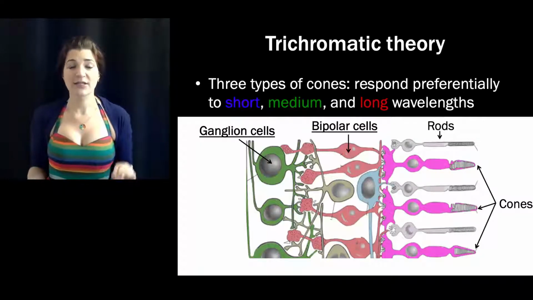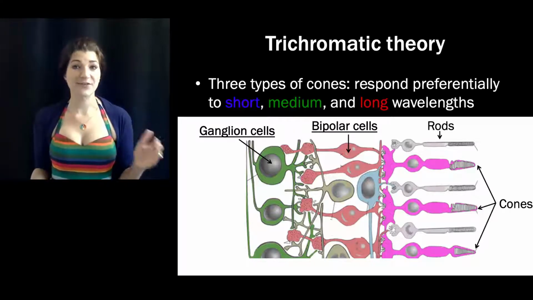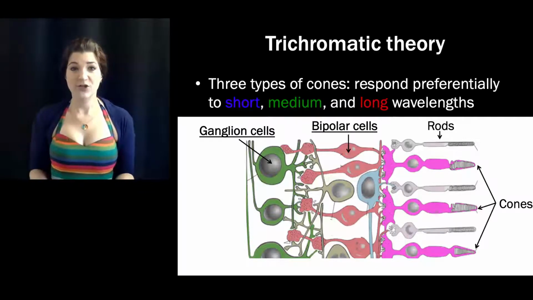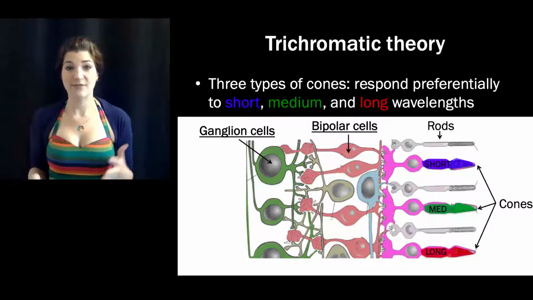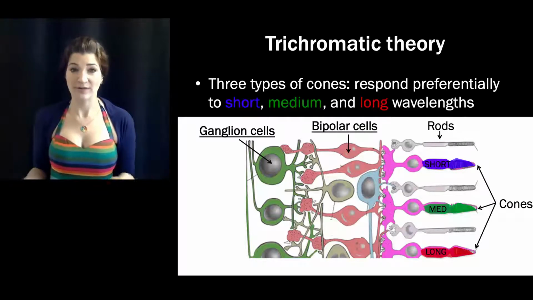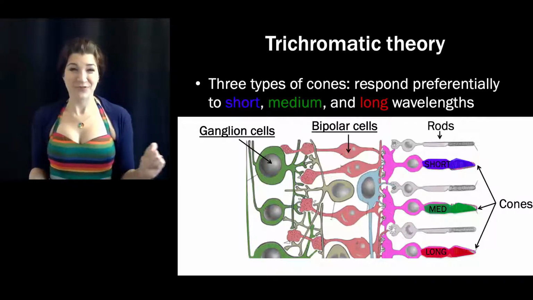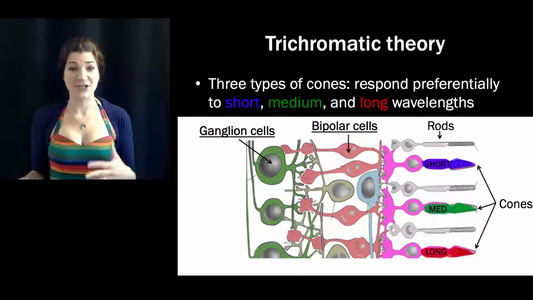So the reading gave you a little introduction to trichromatic theory, which describes the fact that there are three different types of cones in the retina that are each maximally sensitive to different wavelengths of light. We have cones that we refer to as short wavelength sensitive, medium wavelength sensitive, and long wavelength sensitive cones. Sometimes we just call them short, medium, and long cones. That doesn't refer to the size of the cone, it refers to the nature of the light that they're sensitive to.